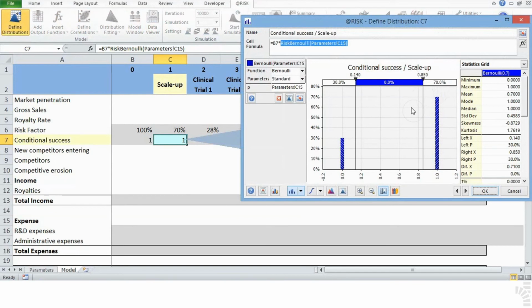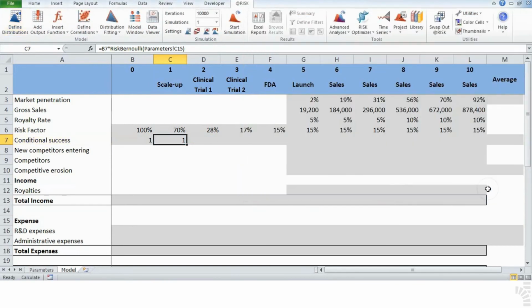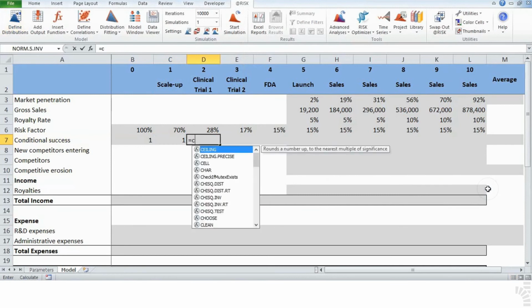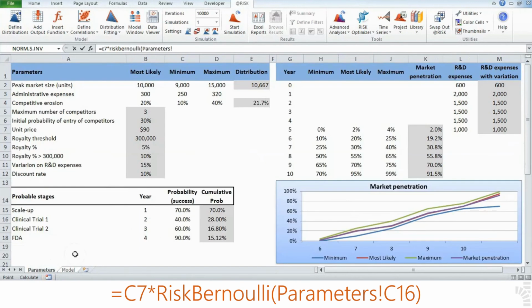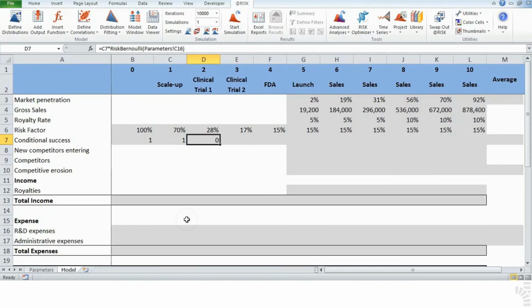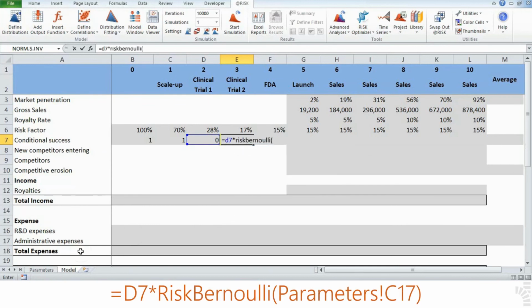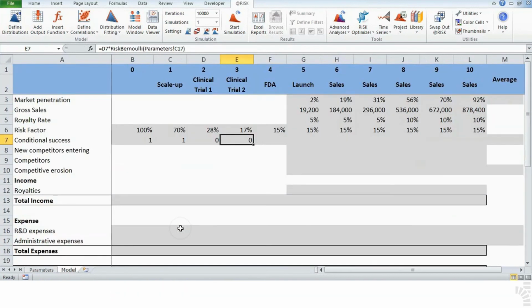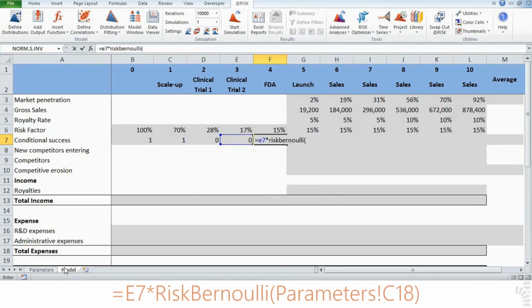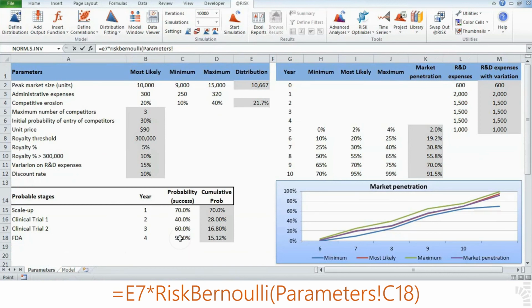39. On cell D7, write the following formula for the probability of success on clinical trials 1, equals C7 times Risk Bernoulli, parameters C16. 40. On cell E7, write the following formula for the probability of success on clinical trials 2, equals D7 times Risk Bernoulli, parameters C17. 41. On cell F7, write the following formula for the probability of success of FDA approval, equals E7 times Risk Bernoulli, parameters C18.